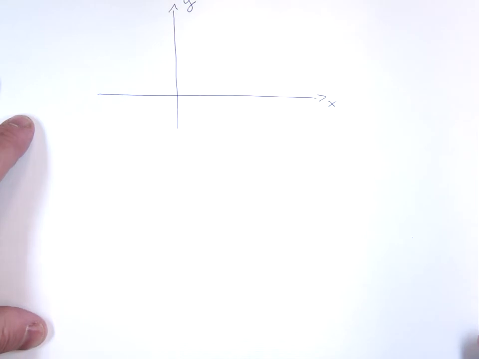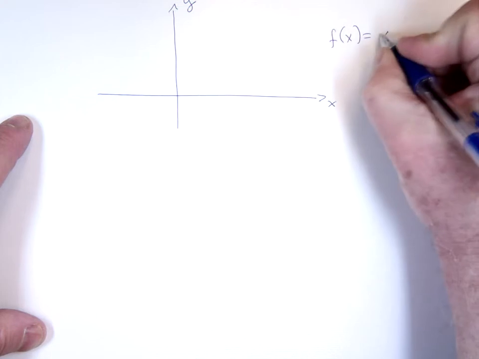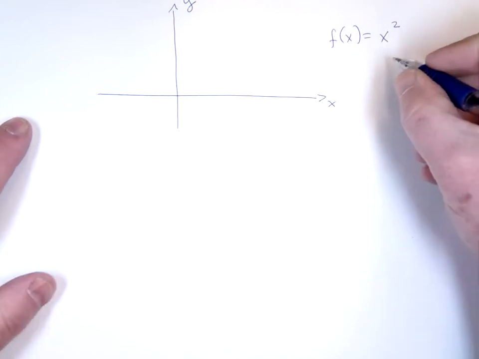Let's take a function. Let's take f of x equals x squared. Let's take an interval from 0 to 4.